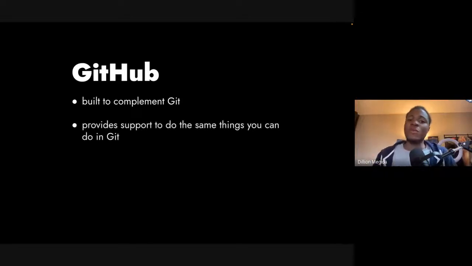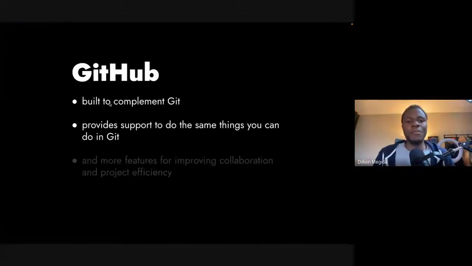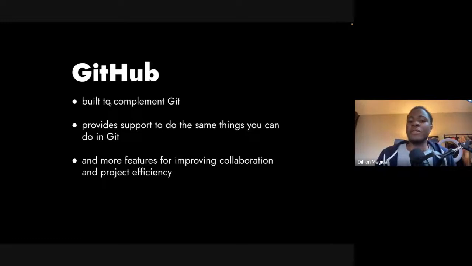So GitHub is built to complement Git. It is different from Git, but it is built to complement Git. It cannot exist without Git. And it also provides support to do the same things you can do in Git. So the same things that I can do on my terminal here with Git, I can also do on GitHub. And more features for improving collaboration and project efficiency. With Git, collaboration is very limited. With GitHub, collaboration is now more extensive, flexible, and even, should I say, expandable.